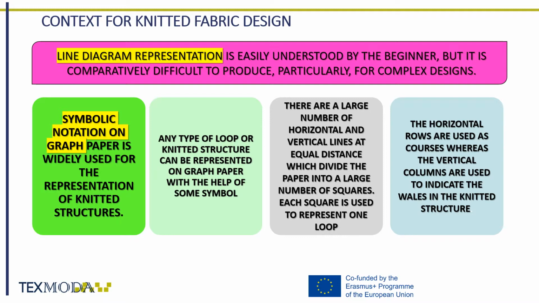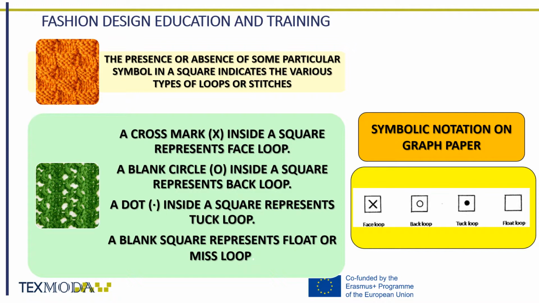Symbolic notation on graph paper is widely used for the representation of knitted structures. Any type of loop or knitted structure can be represented on graph paper with the help of some symbol. There are a large number of horizontal and vertical lines at equal distance which divide the paper into a large number of squares. Each square is used to represent one loop. The horizontal rows are used as courses, whereas the vertical columns are used to indicate the wales in the knitted structure. The presence or absence of some particular symbol in a square indicates the various types of loops or stitches.